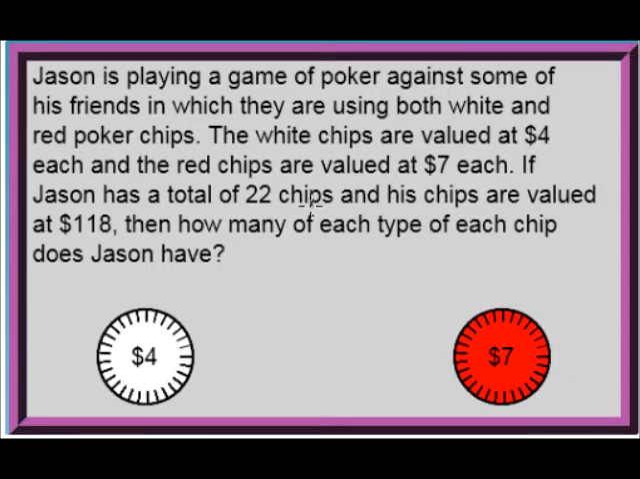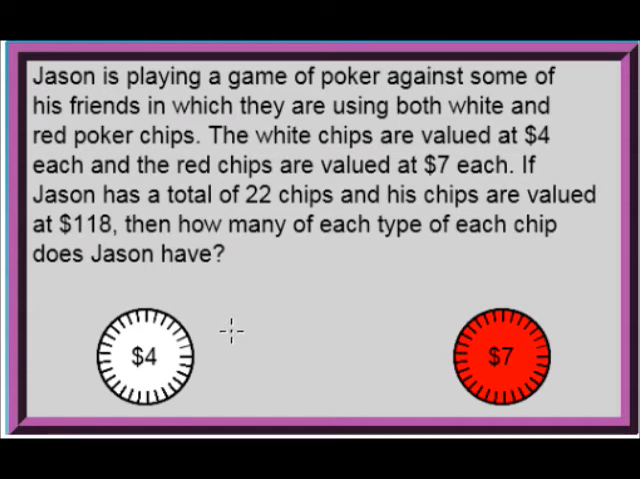So in this case, Jason is playing a game of poker against some of his friends in which they are using both white and red poker chips. The white chips are valued at $4 each, and the red chips are valued at $7 each. If Jason has a total of 22 chips and his chips are valued at $118, then how many of each type of chip does Jason have?